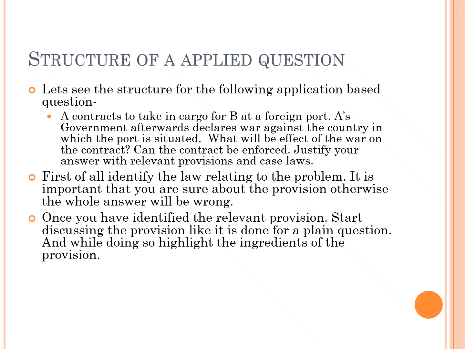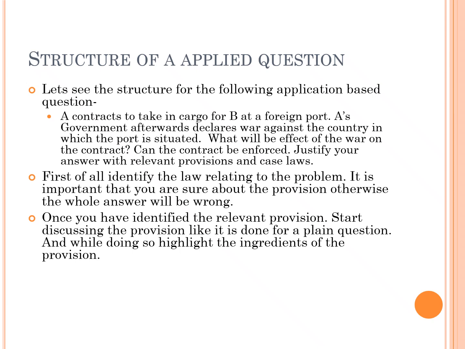Now, after we are able to identify the relevant provision, we will discuss the provisions in a similar way to how we answered a plain question. So, till here, there is no difference. You are going to again re-narrate what section 56 is and what maxims are applicable there. What is the purpose? For example, the purpose is that if there is impossibility, then the contract cannot be performed. So that safeguard is provided in the form of section 56.